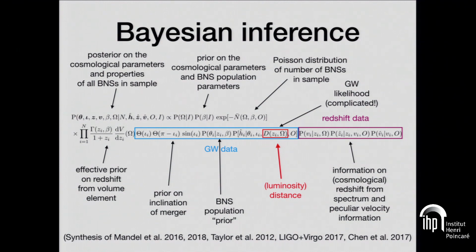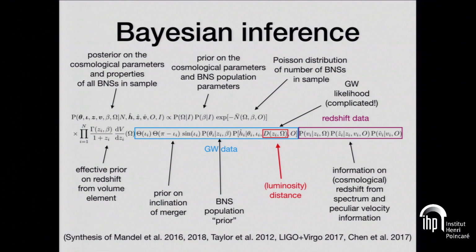So it's the joint posterior of everything: all the properties of all the binary neutron stars and their population and the cosmological parameters. Then the data includes how many objects you got, the measurements for each of the objects, the property of the observations, and the prior. So it's kind of a list of everything that goes into this calculation, and it's a long list.